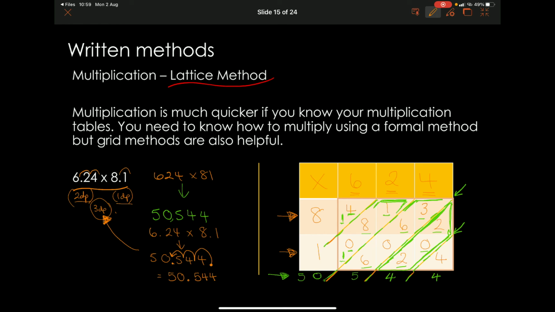Now, just quickly as a reminder, you can still use the grid method, which is the one I showed you on the previous slide, to do decimal numbers. You would just do 624 multiplied by 81. And you would do your multiplication as normal, and then you would put your decimal places back in like I did over here. So it's the same concept, you just need to put your decimal points back in. Okay, so let's move on to some division.